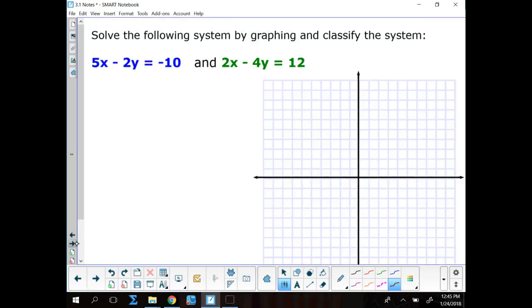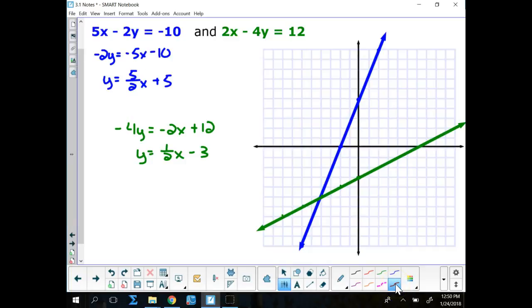I get that, which puts their intersection point right there, so that intersection point would be what? Negative 4, negative 5. So that means they are consistent and independent.